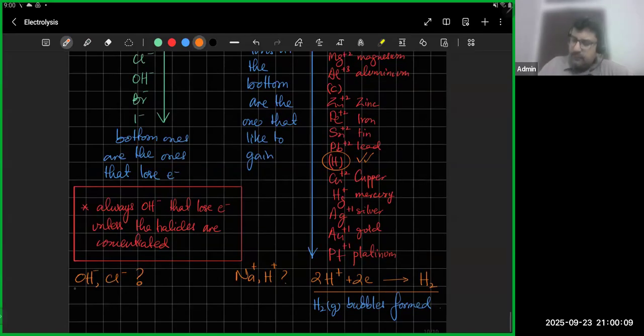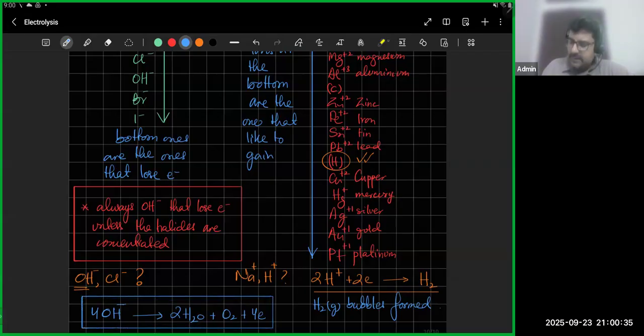Now there's one trouble with OH: you can't really make the equation. You have to remember the equation of OH ions losing electrons. It's going to be 4 OH ions, and they'll lose electrons and form 2 water molecules and an oxygen molecule, losing a total of 4 electrons. This equation is something that you've got to remember, since OH ions have a negative charge.